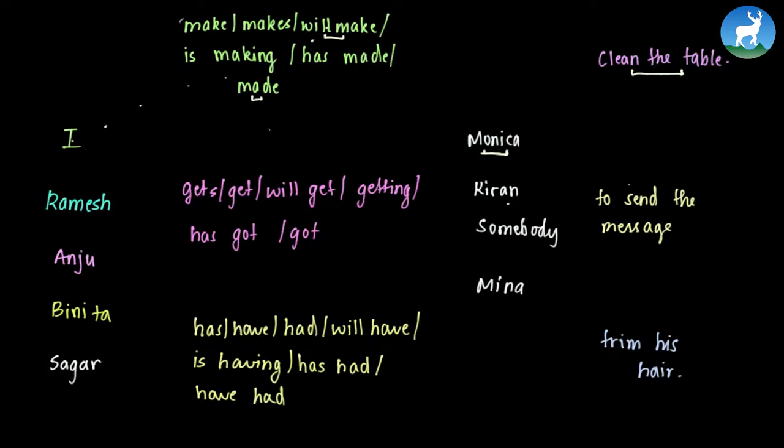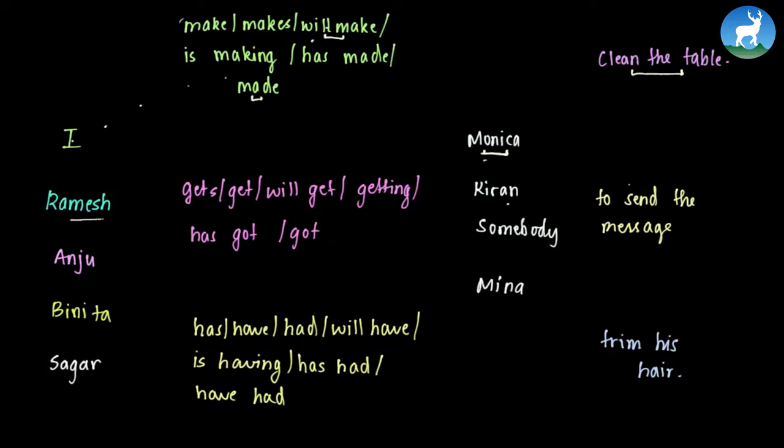So while we're using the form made, we cannot have to here. So while using made, we avoid to. We say, I made Kiran trim his hair. Or I made somebody clean the table. Or I made Meena clean the table. Second, we have Ramesh. Ramesh makes Monica clean the table. Or Ramesh makes Kiran clean the table. We can also use Ramesh is making Monica clean the table. So we can construct many sentences from these clues.